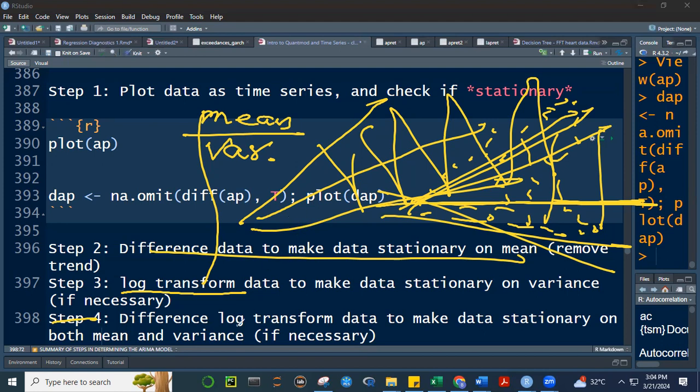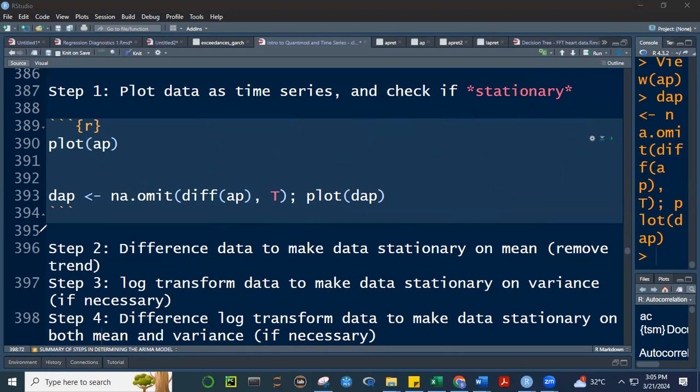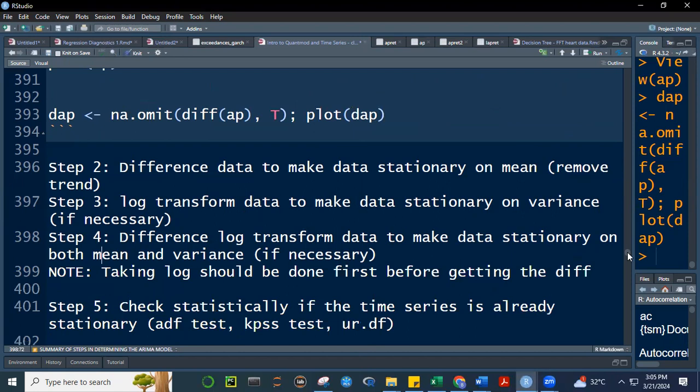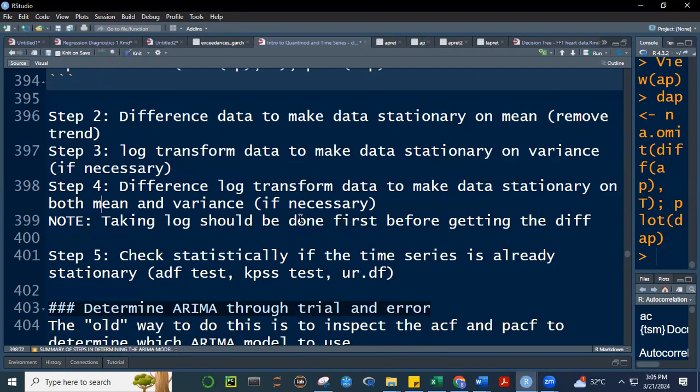Now take note, you have to get the log first and then get the difference. Why is that so? Based on what we discussed last time, if you get the difference first, it most probably will generate negative values. And if you then get the log, that will return an error because you cannot get the log of negative values. So get the log first and then get the difference. In our case, class, what we did last time was we got the log and then we got the difference. Now, why is that so?